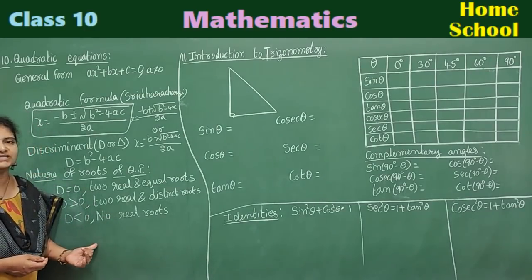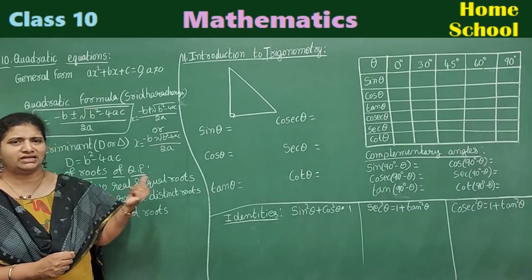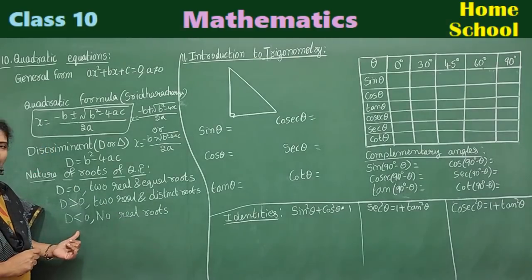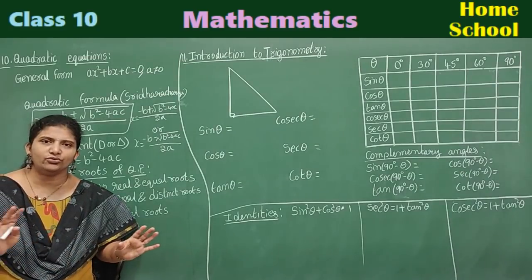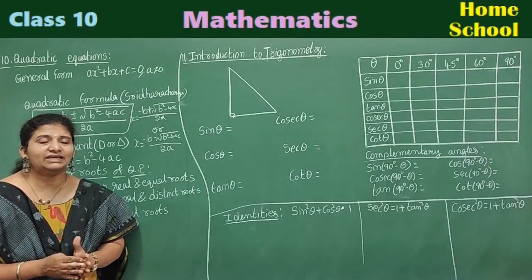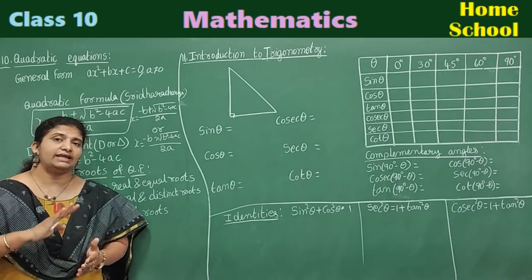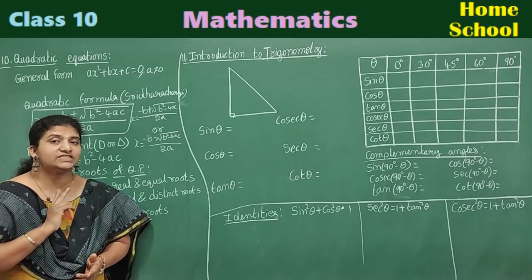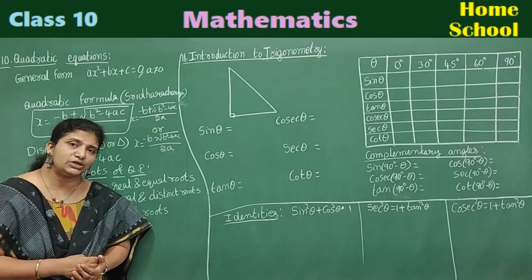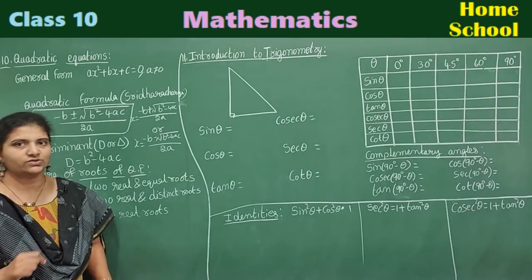Suppose the discriminant is less than 0, meaning minus 1, minus 2, minus 5, minus 50, anything with a negative sign. D is less than 0, then there are no real roots. Is this clear? For a quadratic equation, if the discriminant is 0, there will be two real and equal roots. If the discriminant is greater than 0, there will be two real and distinct roots. If the discriminant is less than 0, there are no real roots. Regarding these, your multiple choice questions will be there.